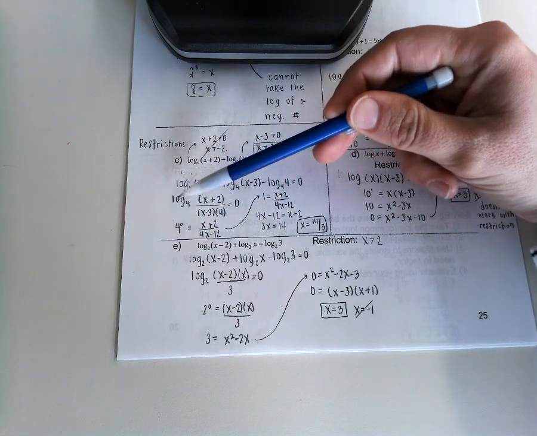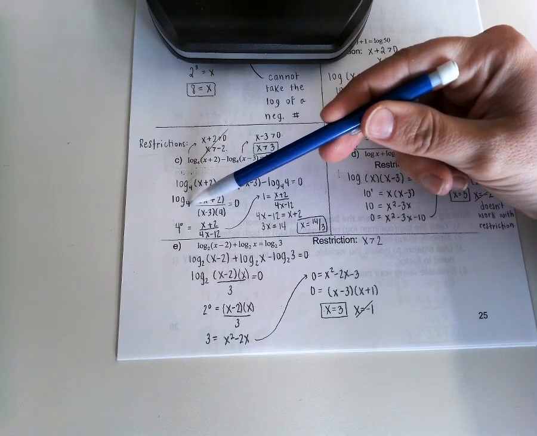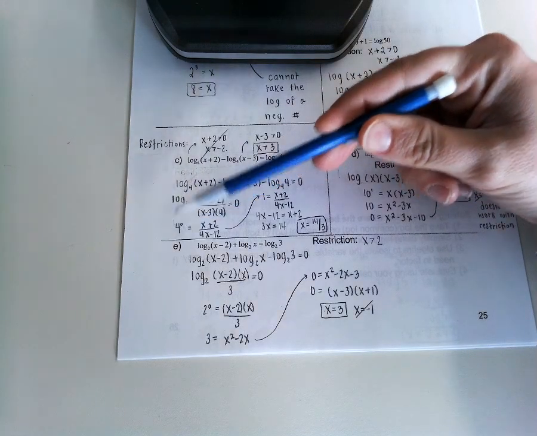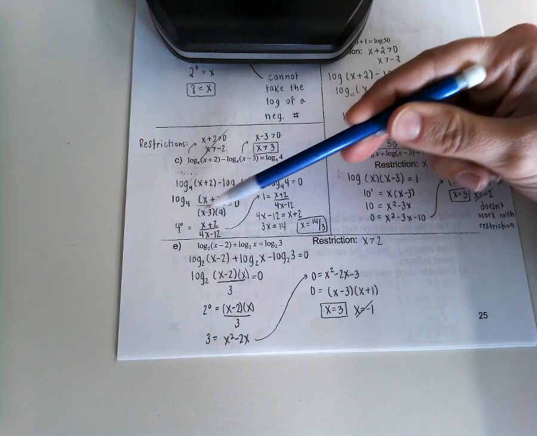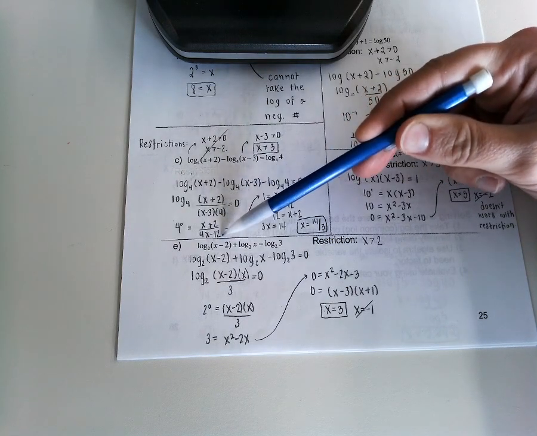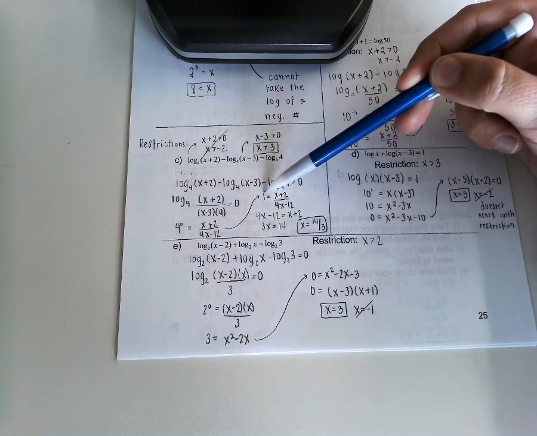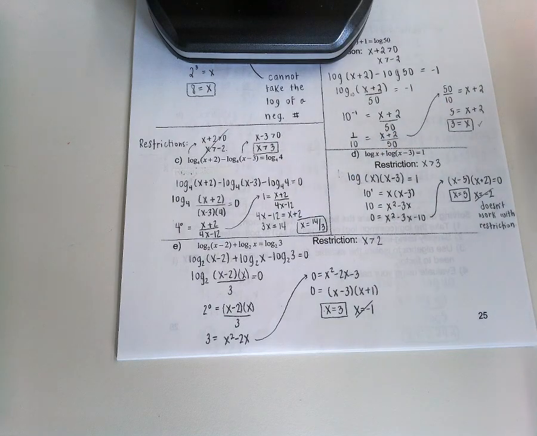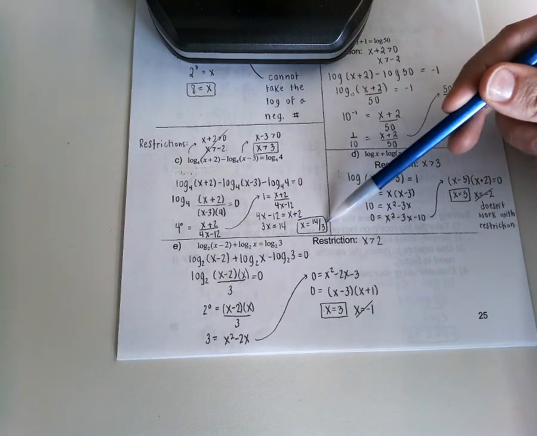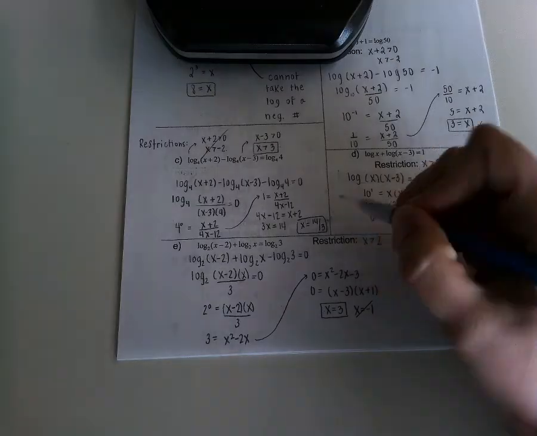I then change this into exponential form. So the base of the logarithm becomes the base of the exponent. 4 to the power of 0 equals x plus 2 over 4 times x minus 3, and then I just multiplied this through, so 4x minus 12. 4 to the power of 0 is 1, and then you bring this up. So 4x minus 12 equals x plus 2. And solve for x. x is 14 over 3, which is greater than 3. So this is a good solution.